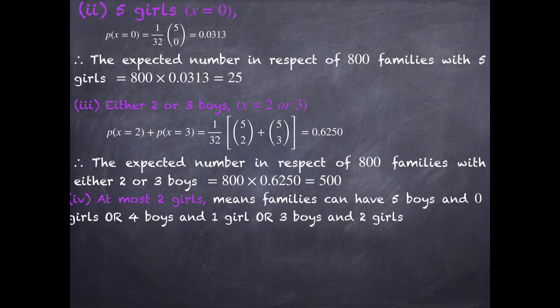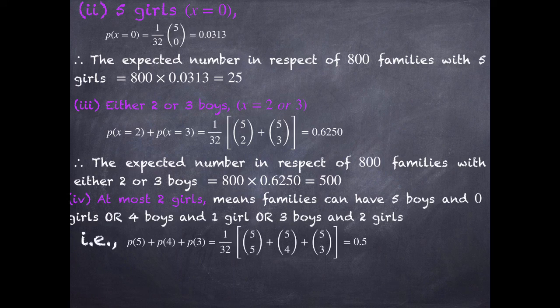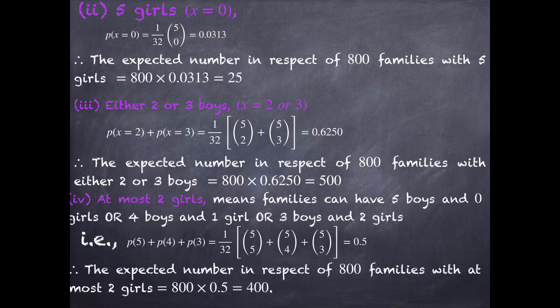In the first case I consider 5 boys and 0 girls, or 4 boys and 1 girl, or 3 boys and 2 girls. You need to make a proper combination so that the sum does not exceed 5. So that means P(5) or P(4) or P(3). Substituting x equal to 5, 4 and 3 in equation number 1, we will get 0.5, multiplying with 800. So there are 400 families having at most 2 girls. This 400 may be 0 girls, or 1 girl, or 2 girls.